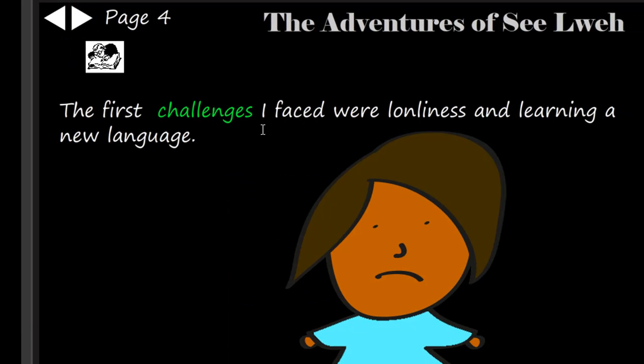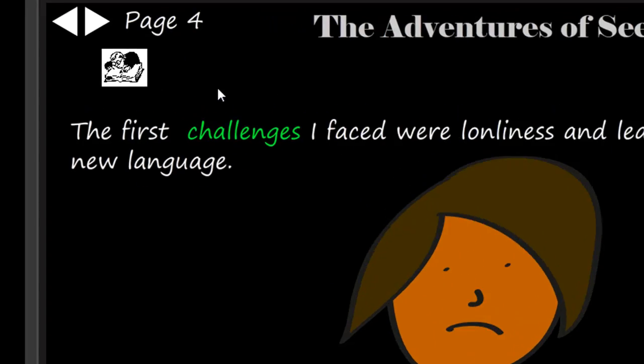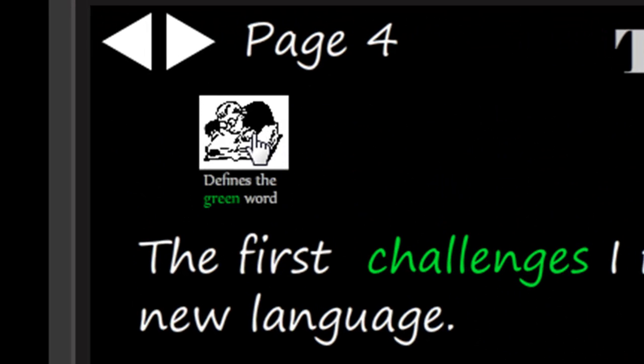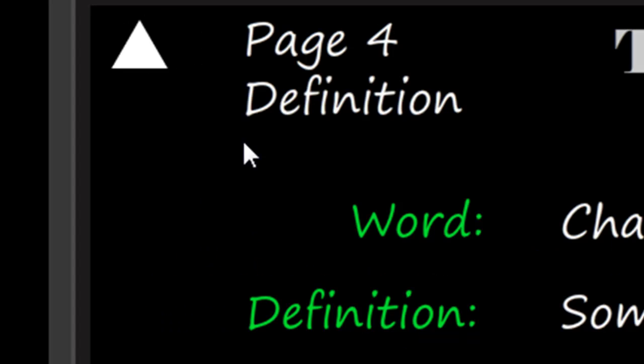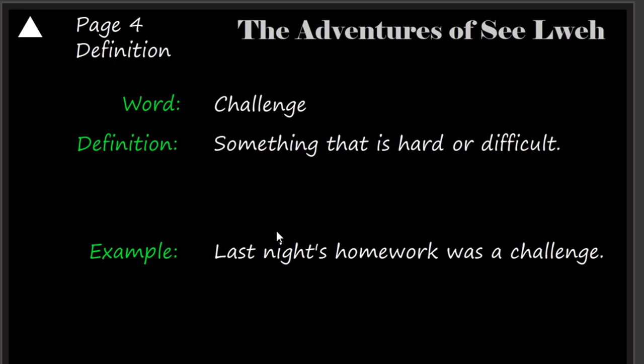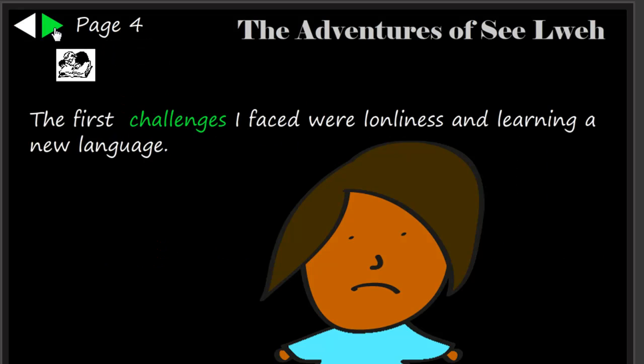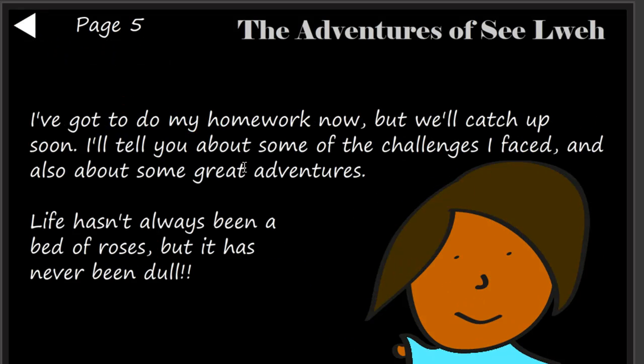Page 4 has a word highlighted in green, and there's a little icon of a man looking at a dictionary. When you mouse over that, it says defines the green word, and here it is. Here's the definition. So these things are all set up for you, and you just basically plonk in the content. It's all set up, these pages: word, definition, example, and it basically says type your text in here, and that's all you need to do. So you can create a story, a narrative on any subject you like, and it's set up for you.